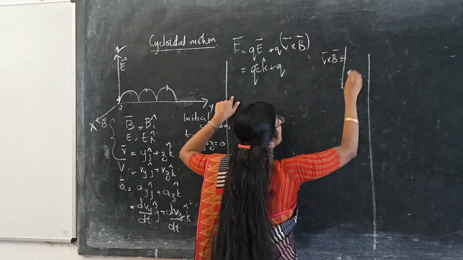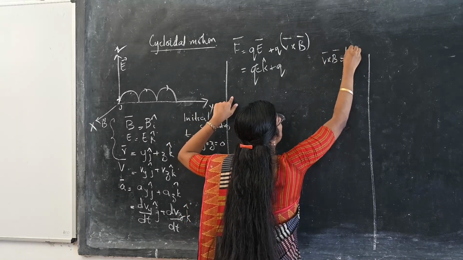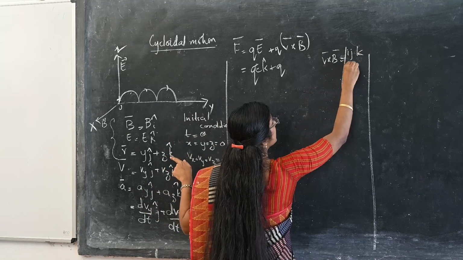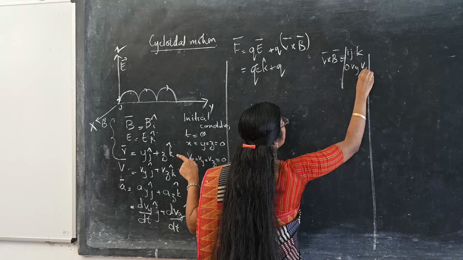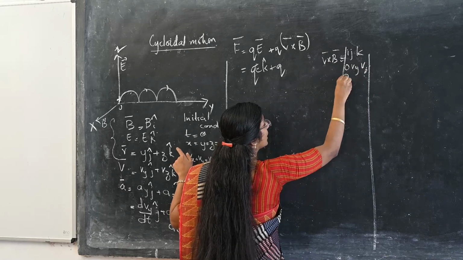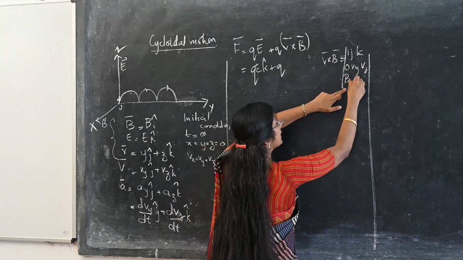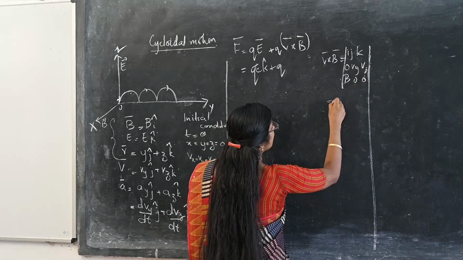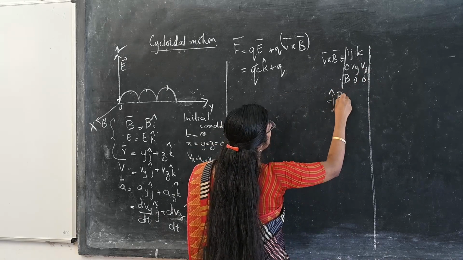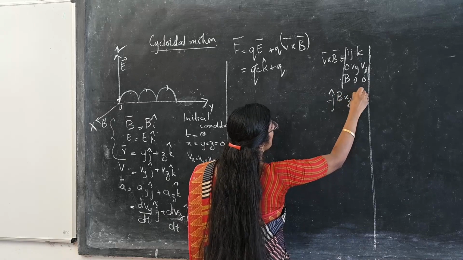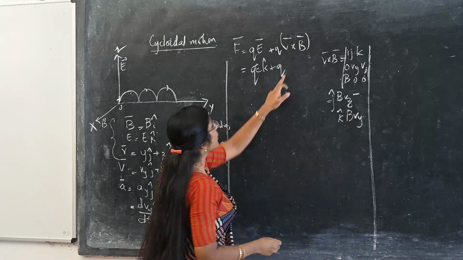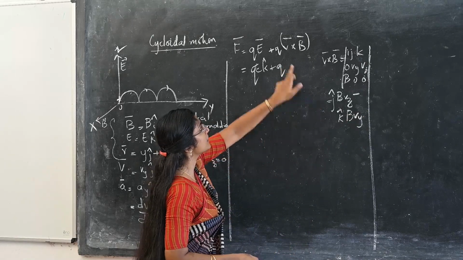How do we find V cross B? I find the determinant of V and B. The determinant means i, j, k, then the components of V: the x component is 0, Vy, Vz, and B has only one component along the x axis, so B, 0, 0. So, this is equal to j cap B Vz minus k cap B Vy. So, I am going to substitute these terms here.